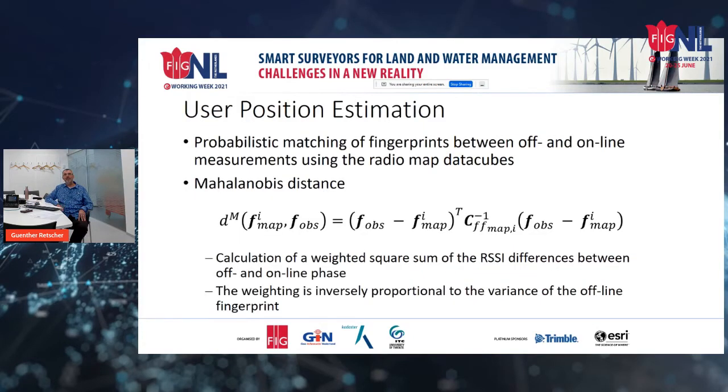We use the probabilistic matching approach based on the Mahalanobis distance. This usually provides a better accuracy than deterministic approaches, which are based on nearest neighbors, K, or weighted nearest neighbors. We use this Mahalanobis distance. You can see it here in the formula, and it has the attributes that we calculate the weighted square sum of the RSSI differences between the offline and online phase. And then the weighting is inversely proportional to the variance of the offline fingerprint.